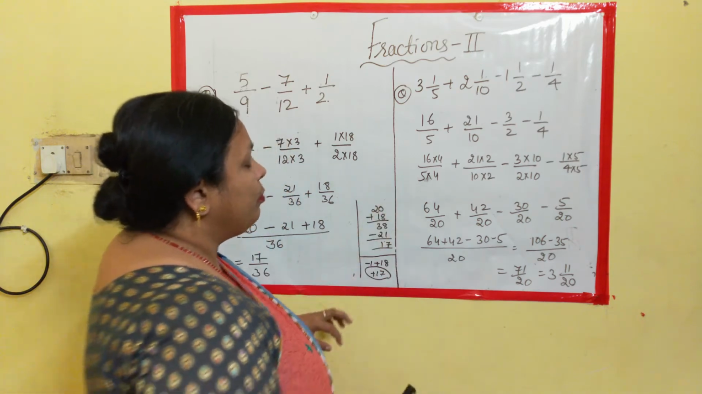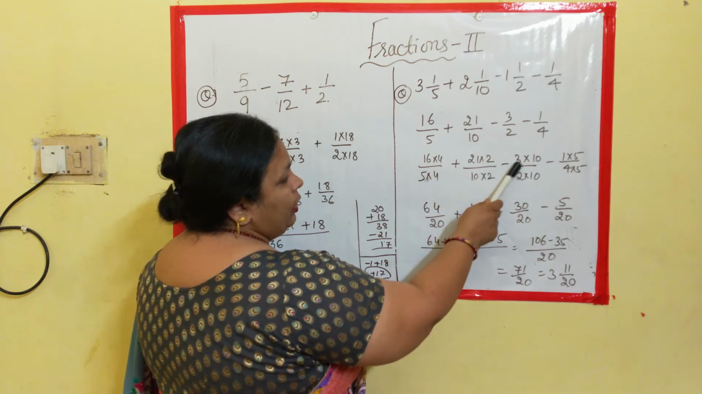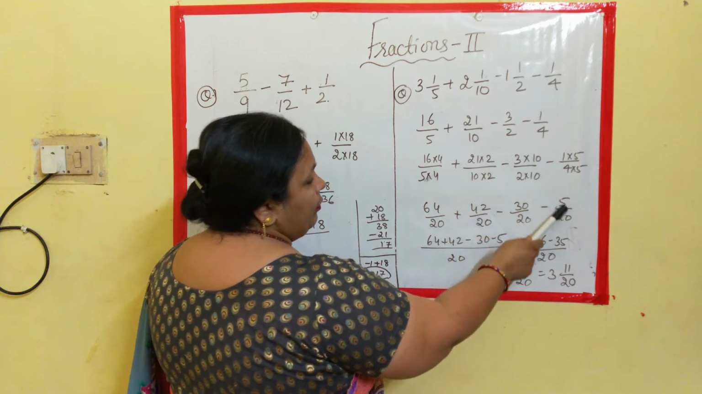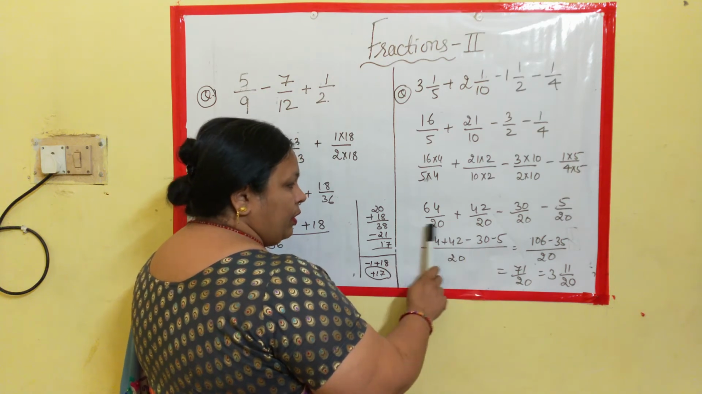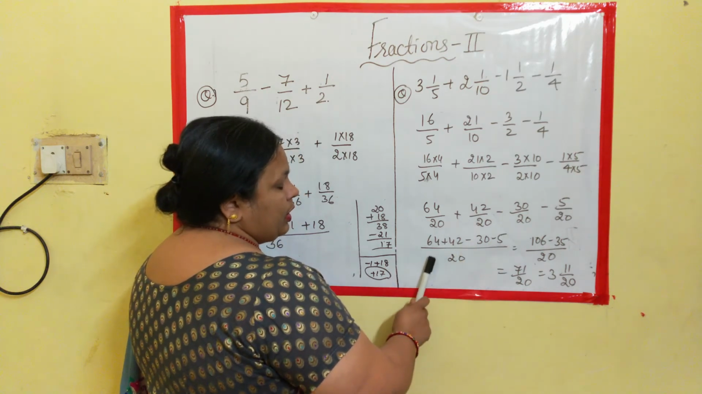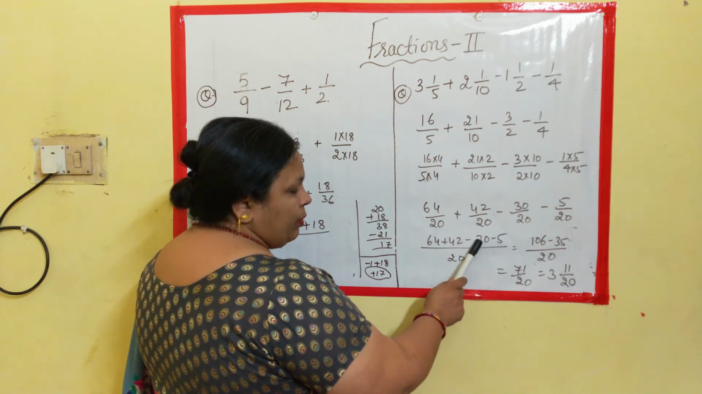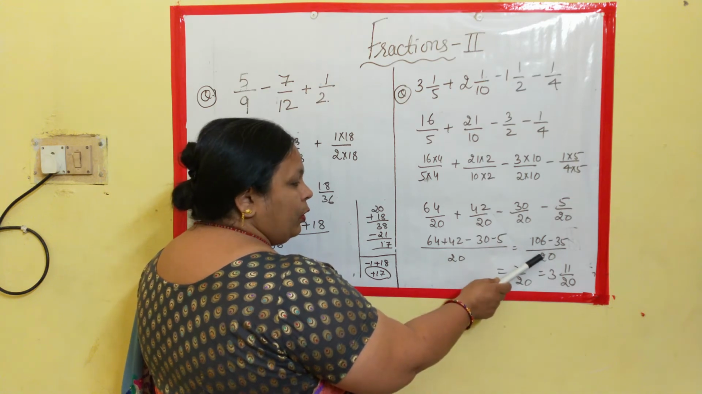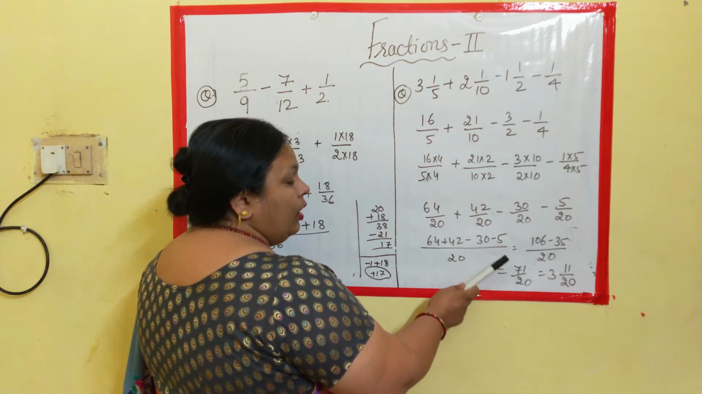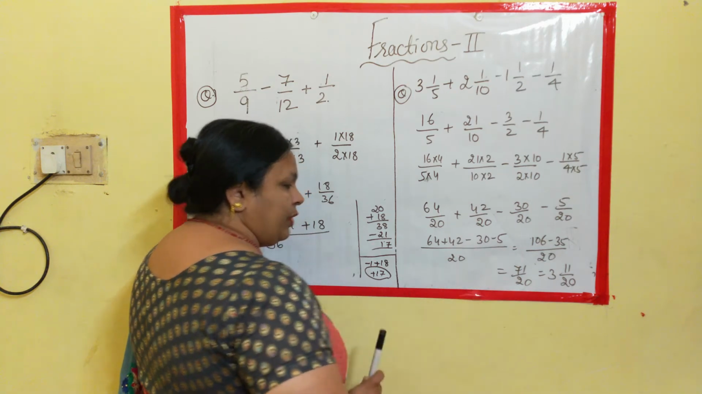The next step of simplification gives you 64 by 20, 42 by 20, 3 tens are 30 by 20, 1 into 5 is 5 by 20. Again common denominator with the sign as it is, the numerators are taken, add the positive ones and solve the negative part also. Minus 30 and minus 5 will give you minus 35. Simple operation of subtraction done. As the numerator is greater than the denominator, convert it into a mixed fraction.